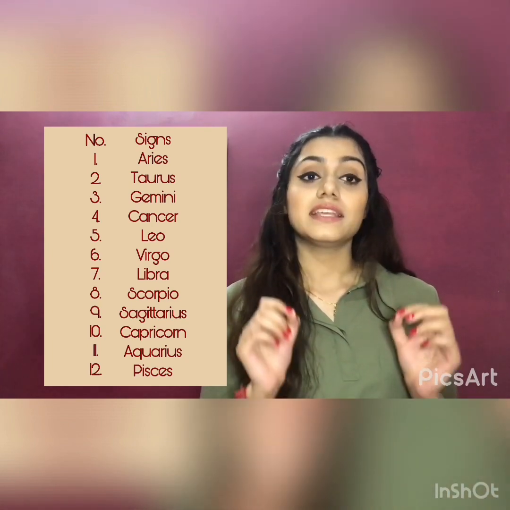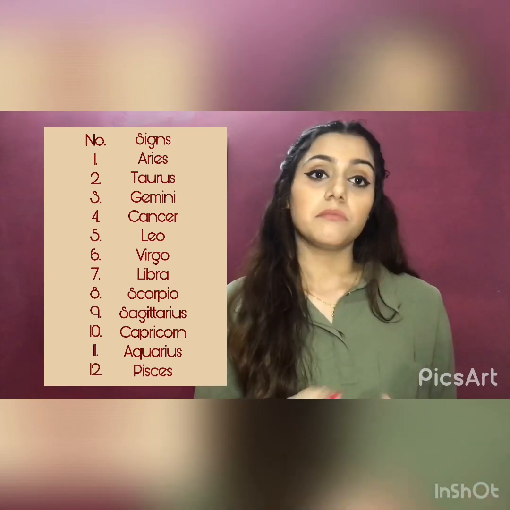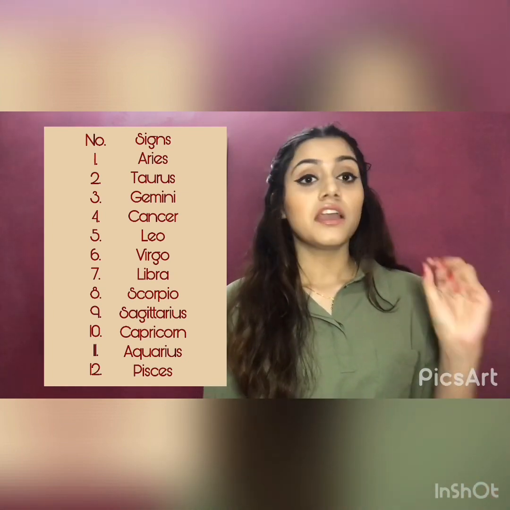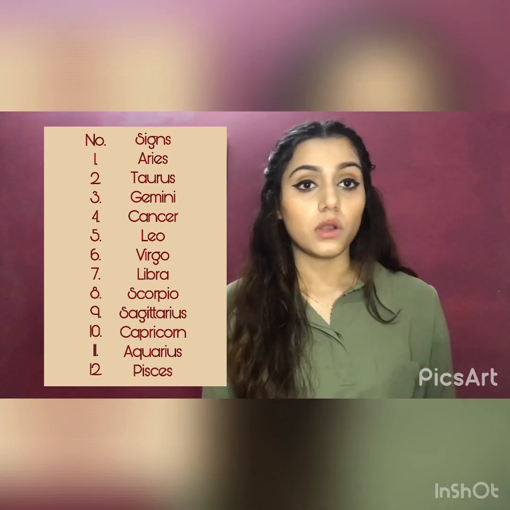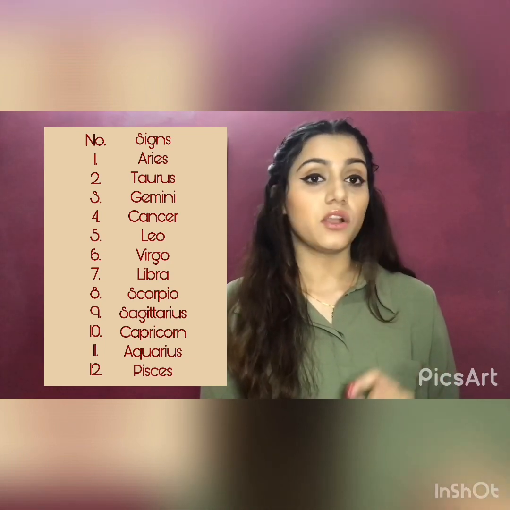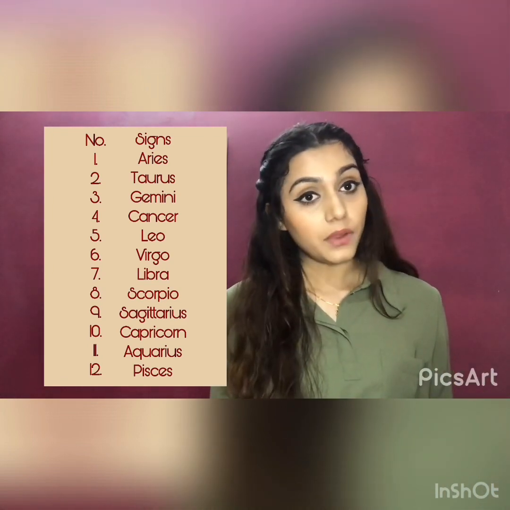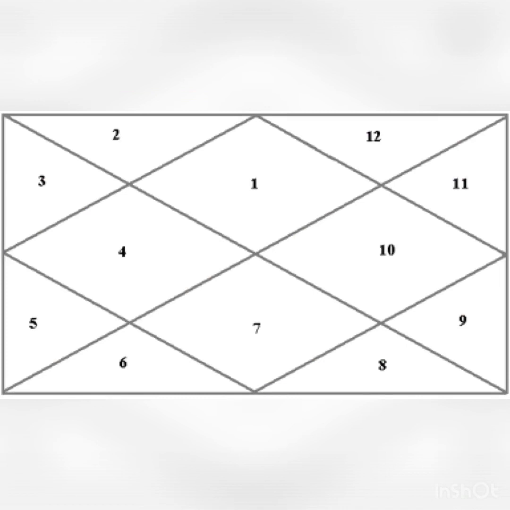And always these numbers remain the same for the zodiac signs. The number 5 will always be called Leo, the number 10 will always be called Capricorn, the number 11 will always be called Aquarius. So this is a chart with zodiac signs in it.